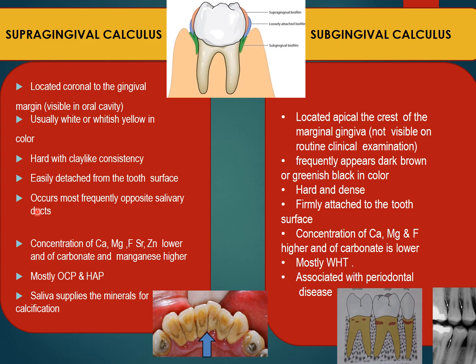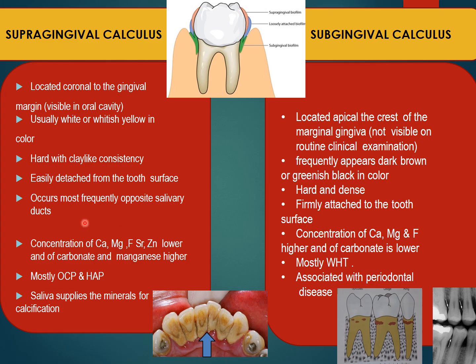Supragingival calculus usually occurs most frequently opposite the salivary ducts. That is, we can see it on the buccal aspect of maxillary molars and also the lingual aspect of mandibular anteriors. Saliva from the parotid duct is the main source for the buccal aspect of maxillary molars, whereas for the lower lingual side, the main source is the sublingual duct and the submandibular duct.